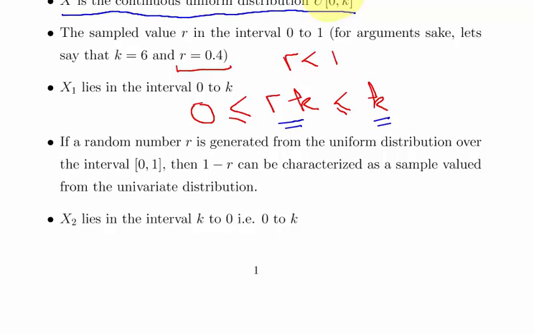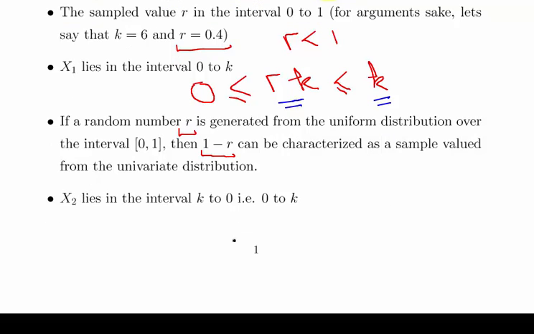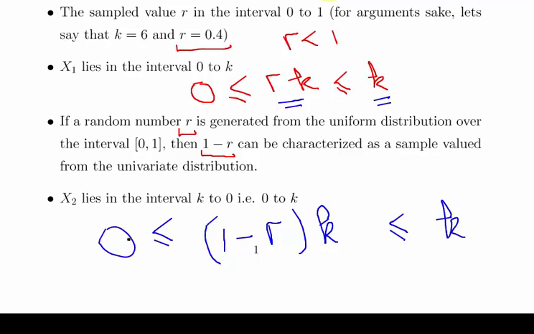Now, likewise, 1 minus r works in the same way. In fact, this is the thing about values sampled from the uniform distribution between 0 and 1: r can be interchanged with 1 minus r without any loss of generality. Essentially, 1 minus r has a minimum value of 0 and a maximum value of 1, so it has the same characteristics as r. So for exactly the same reasons, 1 minus r is some value between 0 and 1, and if we multiply that by k, it also lies in the range of values 0 to k. So x2 is also valid. x1 and x2 are both valid.